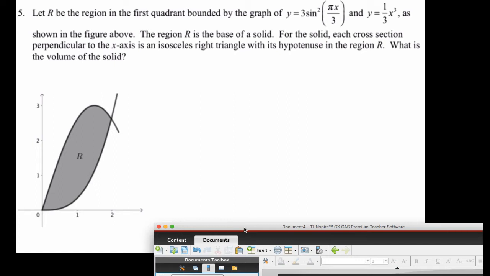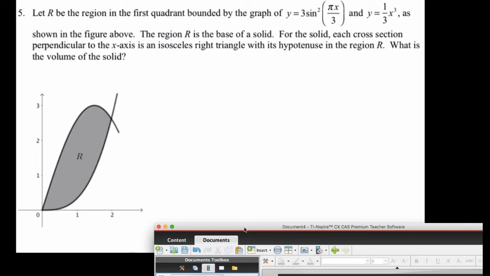What is the volume? All right, so I actually have this memorized. I memorized all the cross sections so I could just blow through them. That's square, rectangle of arbitrary height, isosceles right triangle, equilateral triangle, semicircles. Those are the default ones.